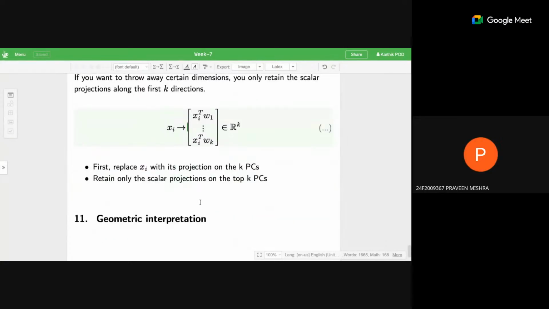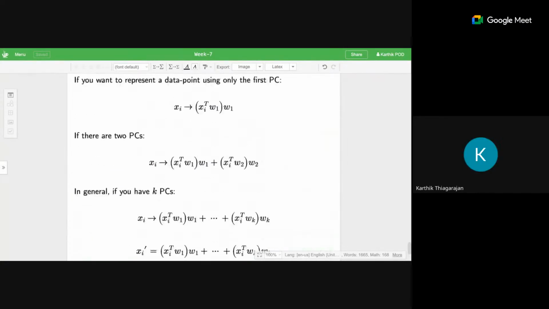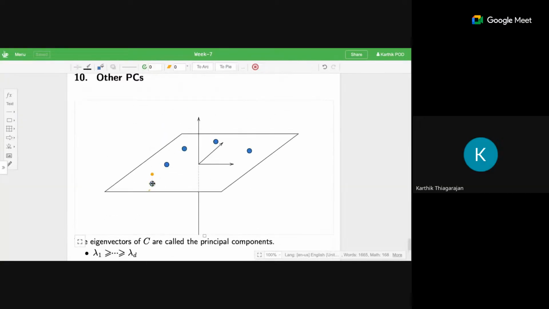Can you explain the reduction part again, sir? Say you are in R3, for example, right? So this is X1, X2, X3. They are all in R3. Now let's say you do PCA and you find out that this is the plane in which the data points are living, and the principal components are W1 and W2. Let's say this turns out to be W1 and this turns out to be W2, these two vectors. Now what is this data point's projection onto the plane? It is X transpose W1 W1 plus X transpose W2 W2, correct?